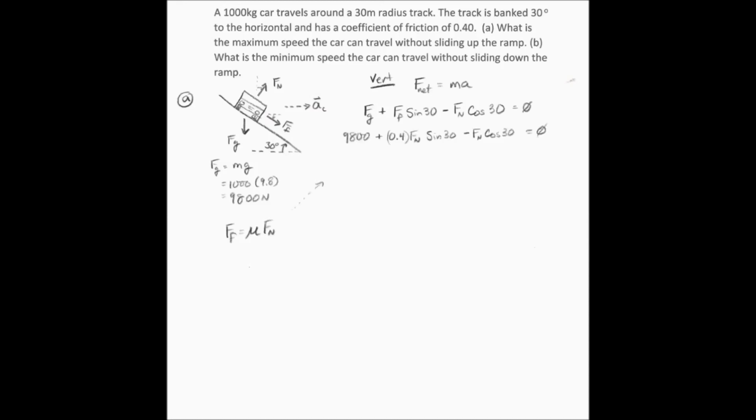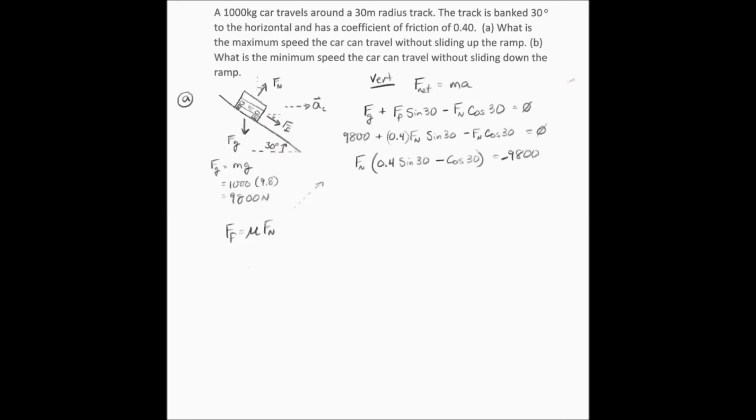Sub in what we know. The gravity force is 9,800 newtons because it's a 1,000 kilogram car times 9.8. We know that the friction force is equal to the coefficient times the normal force. Ff equals mu Fn. So we can replace Ff with 0.4 times Fn, and the sine 30 is still there. And now we've only got one unknown. We've only got Fn as our unknown variable in this equation, and so we can solve.